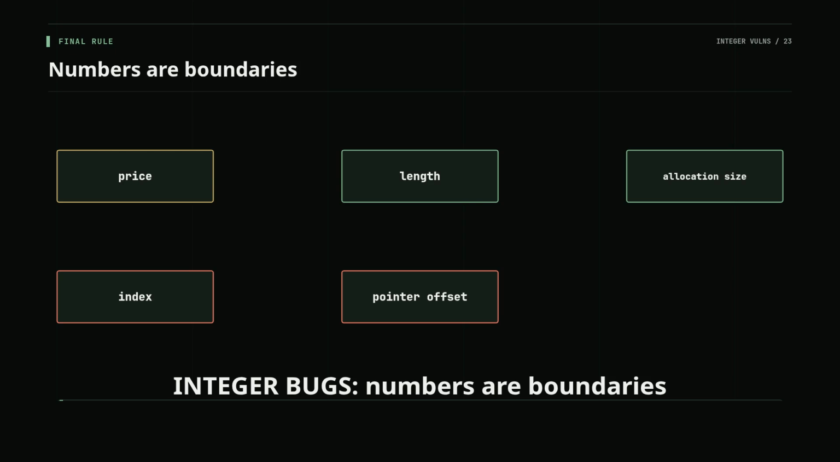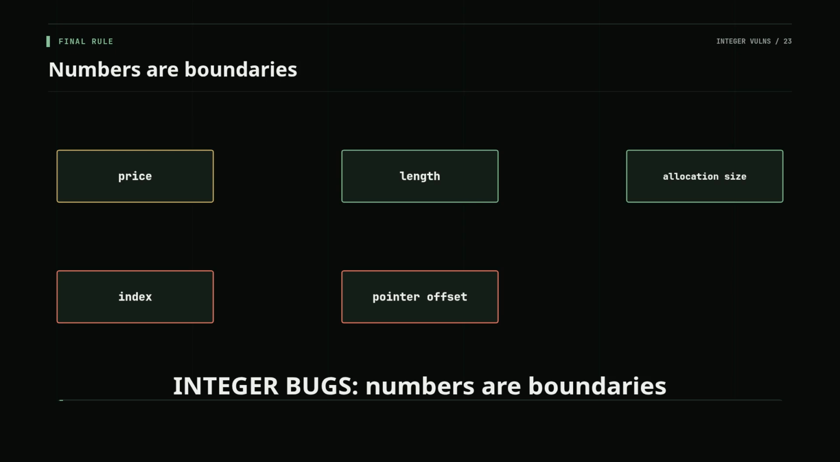Integer vulnerabilities are strange because they often begin without memory corruption. The program just believes a number. But in low-level code, numbers become boundaries. Boundaries become buffers. Buffers become control. In Flagshop, the number made us rich. In real programs, the same pattern can make a buffer too small, a copy too large, an index negative, or a pointer wrap around the edge of memory.